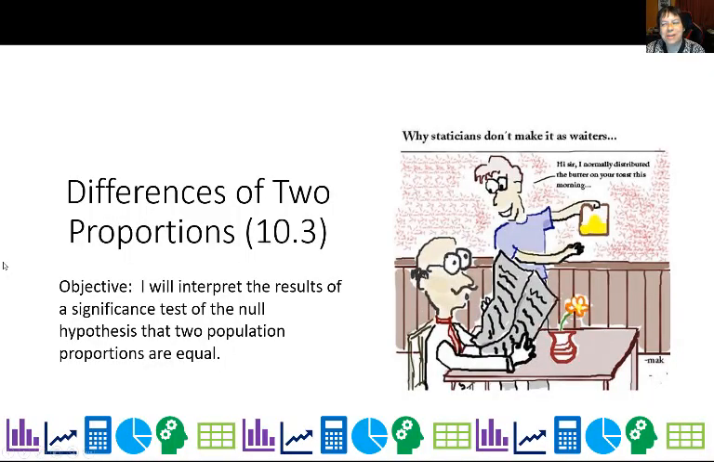And we'll start off this lesson with a bad cartoon. Why statisticians don't make it as waiters. Hi, sir. I normally distributed the butter on your toast this morning. See the little normal distribution there.